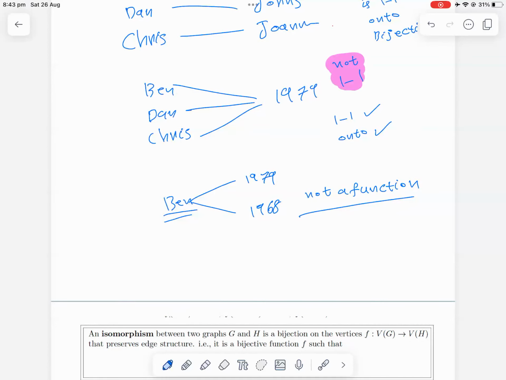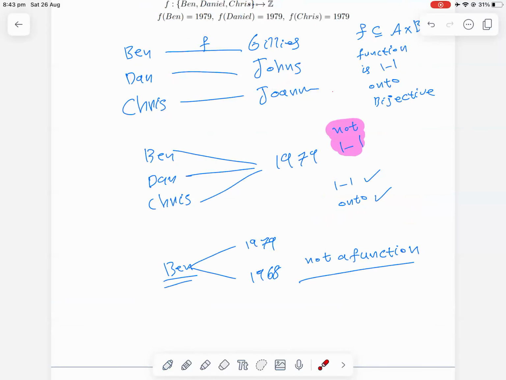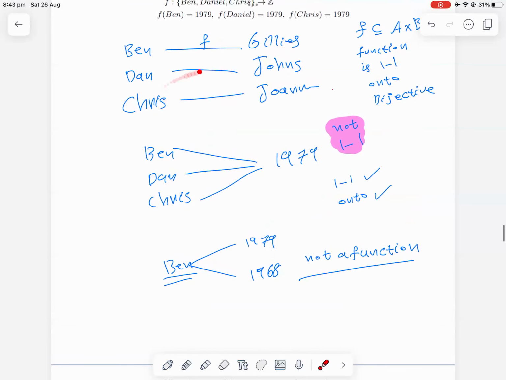So if we have something like this, Ben can go here, Daniel can go to this one. Anyone, it should be corresponding. So it is a one-to-one onto function. So this will be bijective.